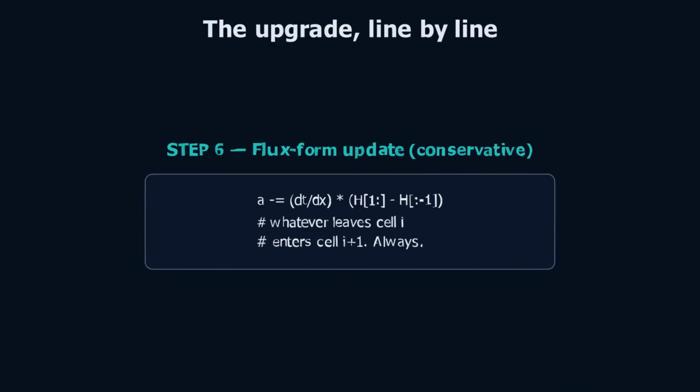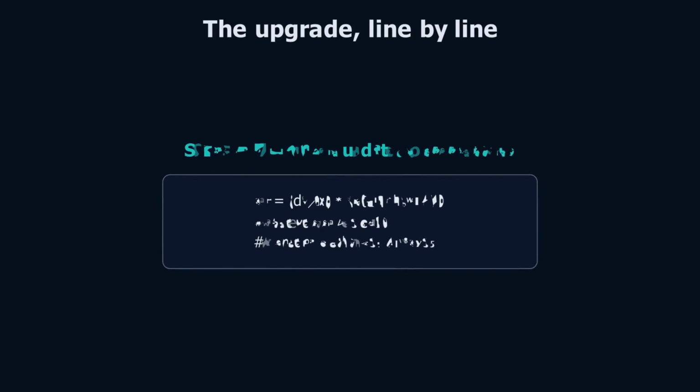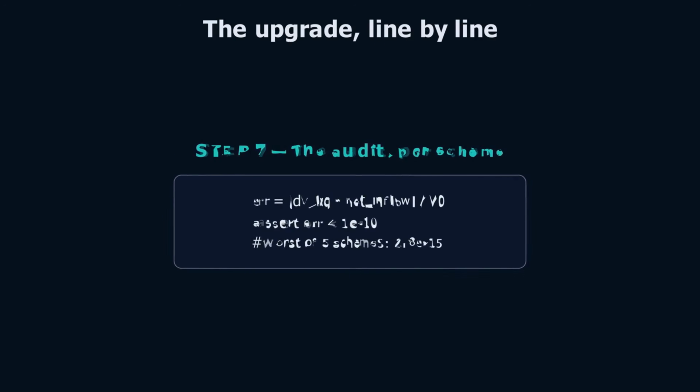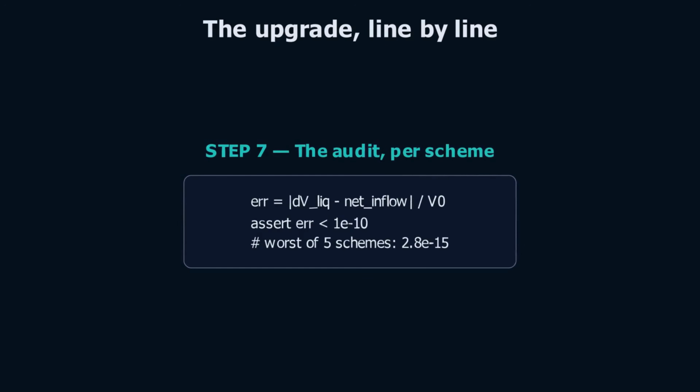The volume audit from part 1 runs for all 5 schemes. The worst offender misses by 2.8 times 10 to the minus 15. Round off. All 5 schemes, exactly conservative.